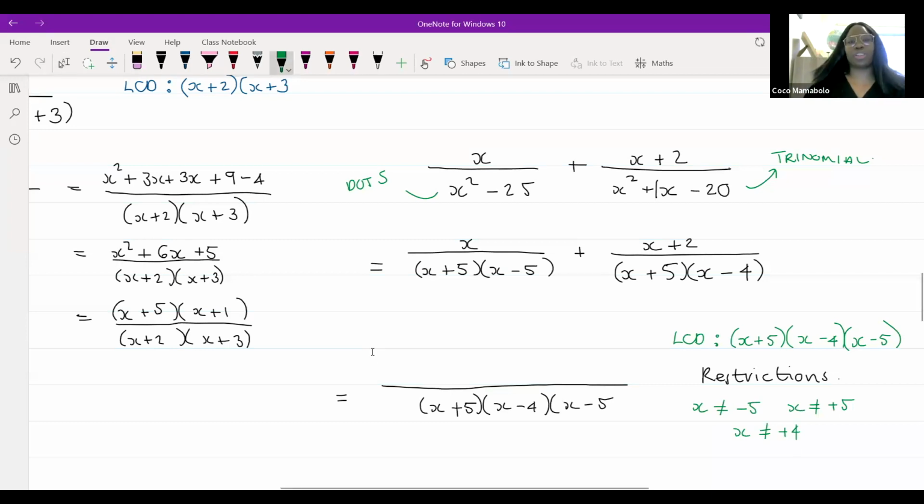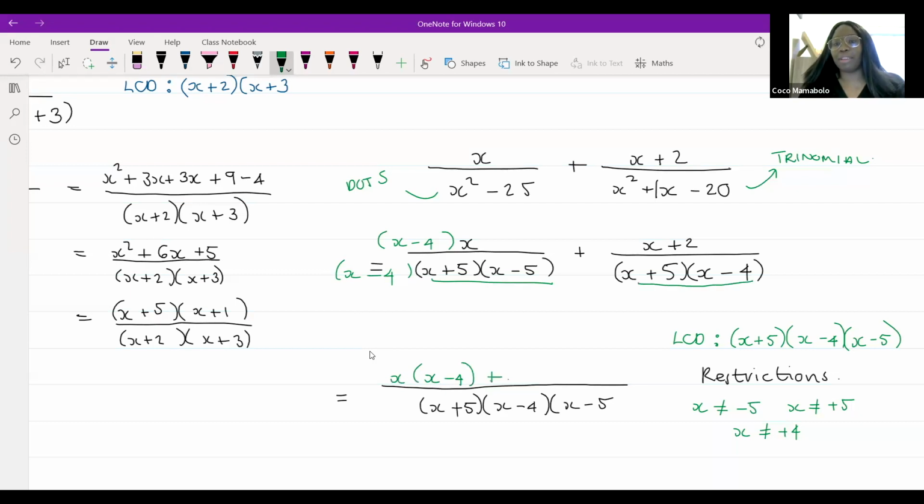All right, let's go to the top now. If we look at this part over here, this part is missing the x minus 4 from my denominator. So if I multiply the bottom by x minus 4, I need to multiply the top by x minus 4. I'm just going to write the x first. So I'm going to get x, open brackets, x minus 4, plus x plus 2.